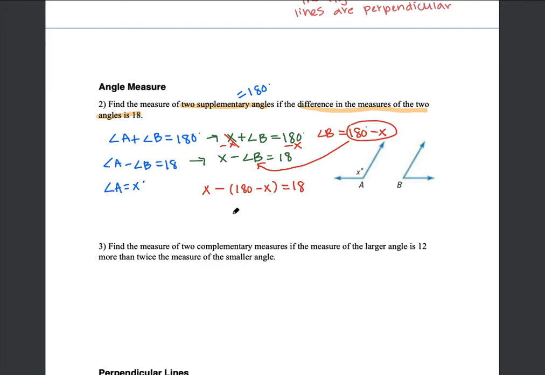Now we're just pretty much solving for x. And that's what I'm trying to find, right? I'm trying to find the measure of two supplementary angles. One of the angles is angle A, which is x. I'm trying to find x.